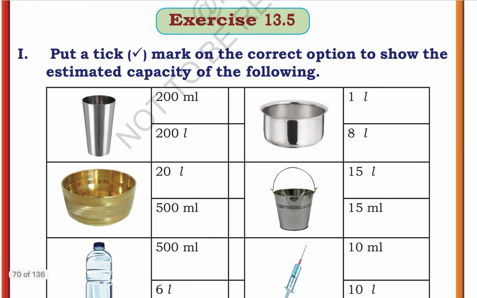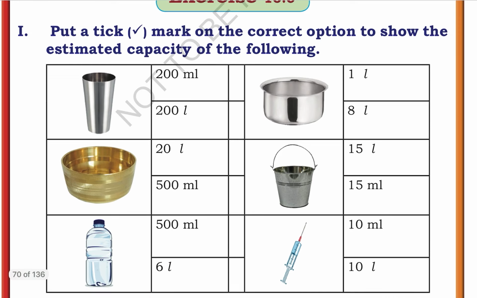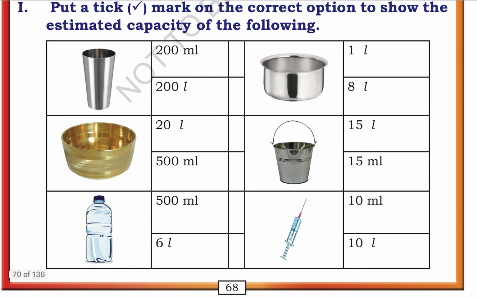Now come to exercise 13.5. Put a tick mark on the correct option to show the estimated capacity of the following. You see the pictures and put tick mark on the correct option. You have to use your mind here. Okay, glass. Can this glass hold capacity of 200 liters?